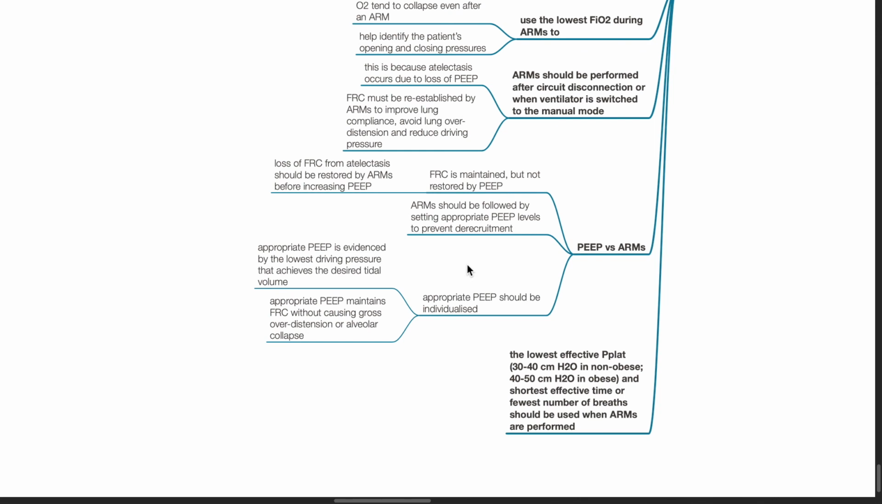Appropriate PEEP should be individualized. Appropriate PEEP is evidenced by the lowest driving pressure that achieves the desired tidal volume and the lowest effective P plateau, and the shortest effective time or fewest number of breaths should be used when alveolar recruitment maneuvers are performed.